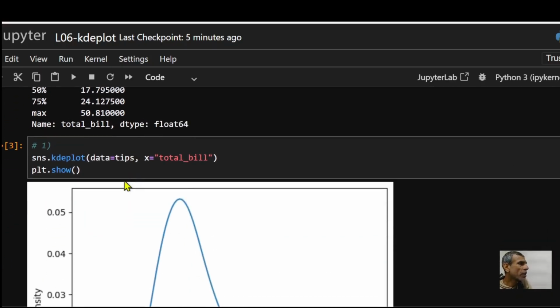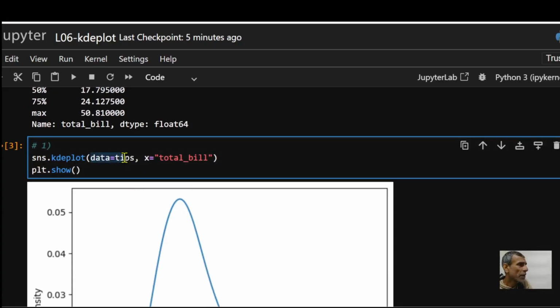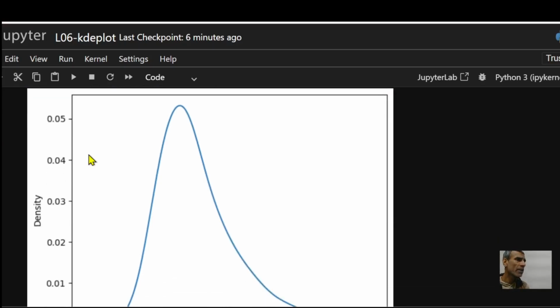Okay, so to do the KDE plot, just call sns.kdeplot, this inbuilt method, supply your data, and supply the name of the column that you want to use. In this case, I'm using the total_bill column because that's your numerical column. And then you render this plot, and this is how it looks.